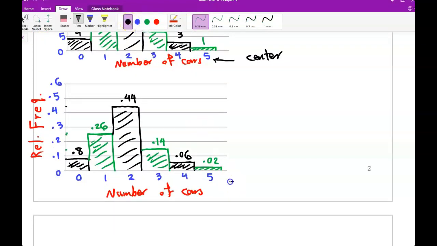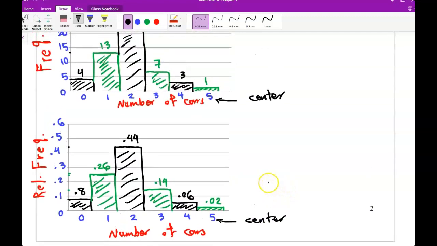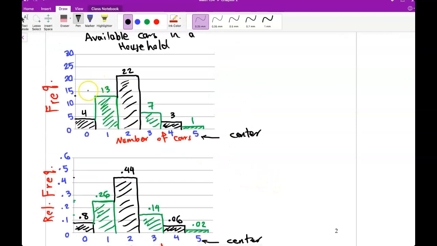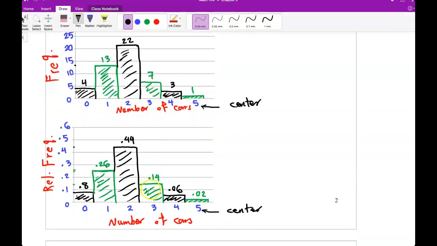Again, I'm keeping these numbers 0, 1, 2, 3, 4, 5 in the center of each rectangle. As you can see, it doesn't matter which one we use, either frequency or relative frequency, we have exactly same shape.